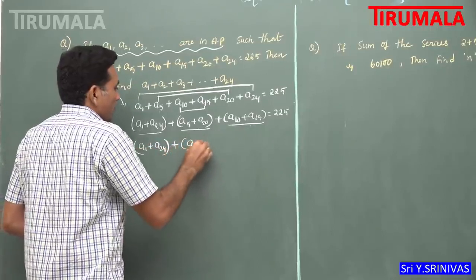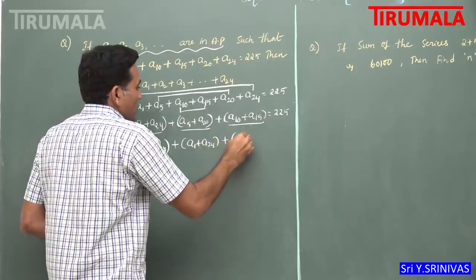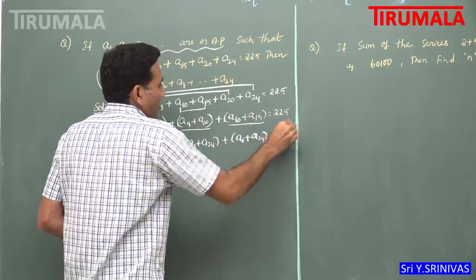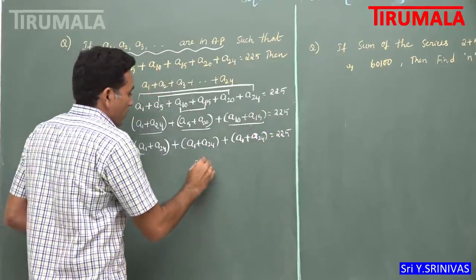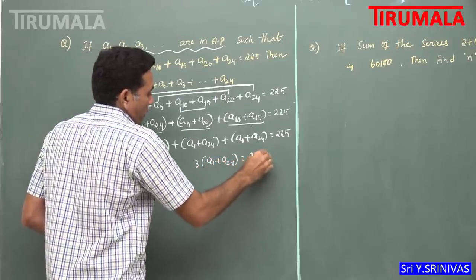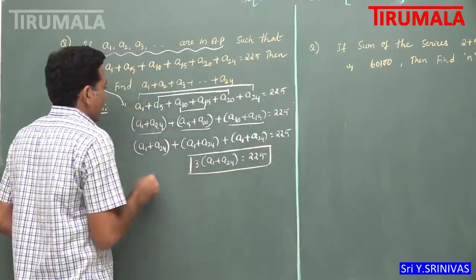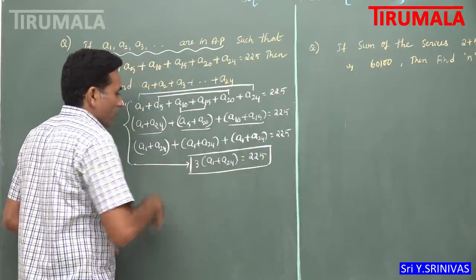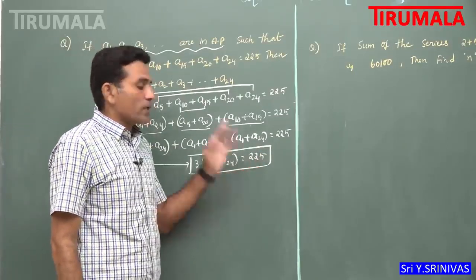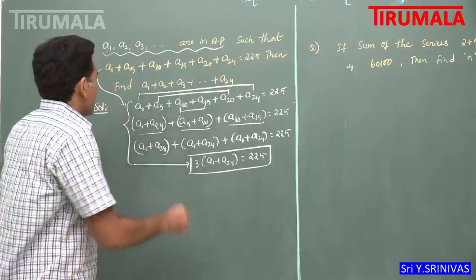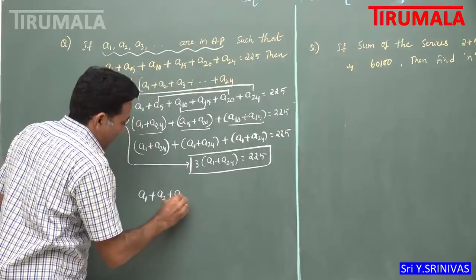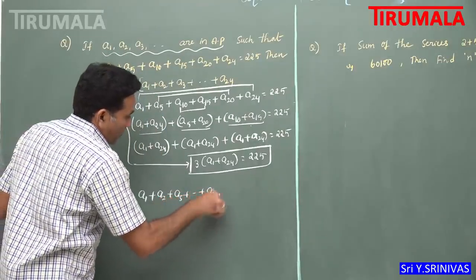Now I want to write each of these as A1 plus A24. So 3 times of A1 plus A24 is equal to 225. From the given information, we find that 3 times of A1 plus A24 is 225. The required sum is A1 plus A2 plus A3 and so on up to A24.